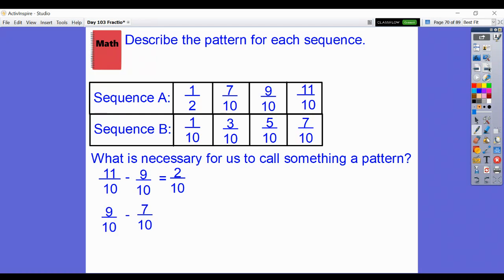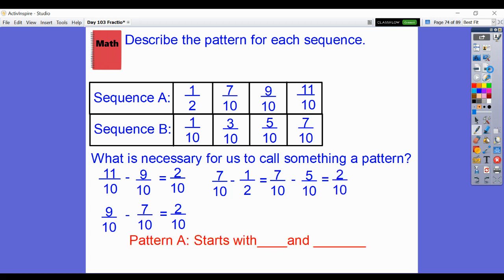Equals 2/10, so 9/10 minus 7/10 equals 2/10. And that's how you prove what the rule is, or how the sequence is being arranged, by using subtraction. Make sure you're writing all of this in. 7/10 minus a half: 7/10 minus 5/10 equals 2/10. Okay, so make sure you're getting all of this in.